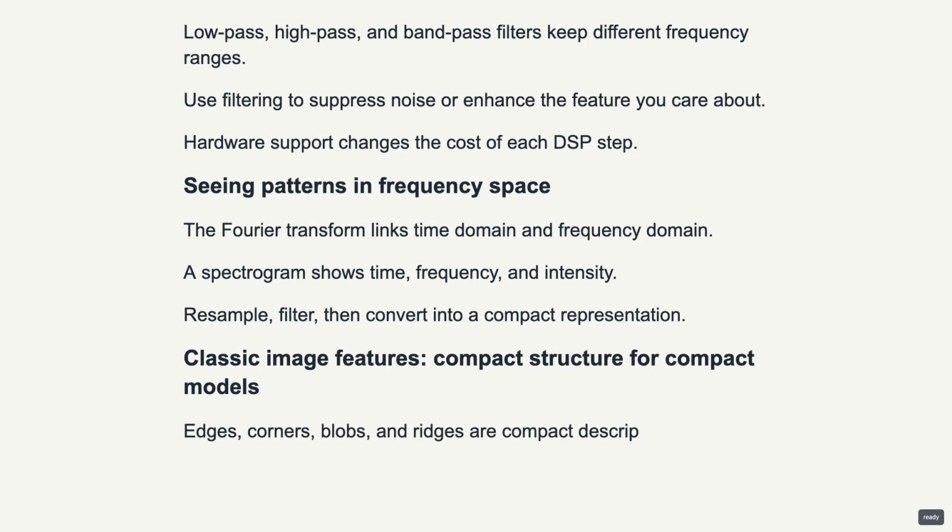Edges mark boundaries, corners mark directional change, blobs capture local regions, and ridges trace elongated shapes. Those descriptors turn a dense image into a smaller description that a lightweight system can reason over more cheaply.